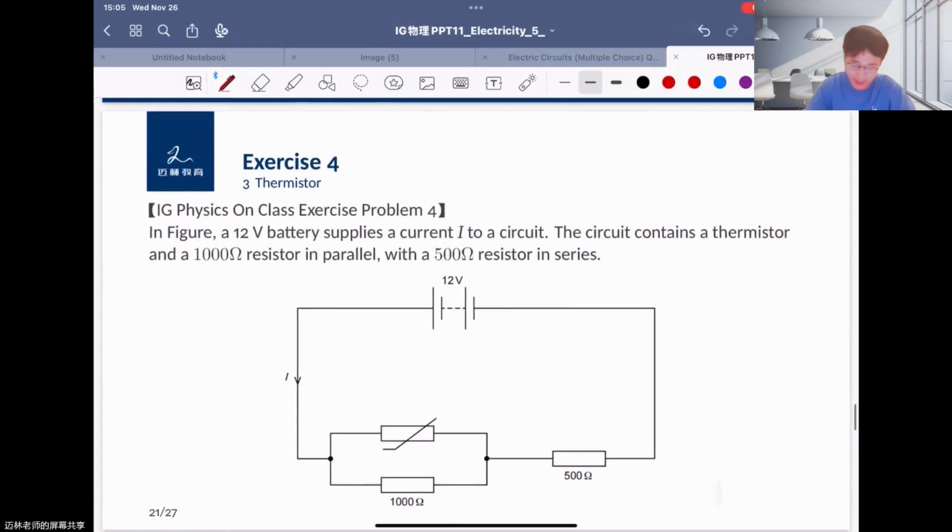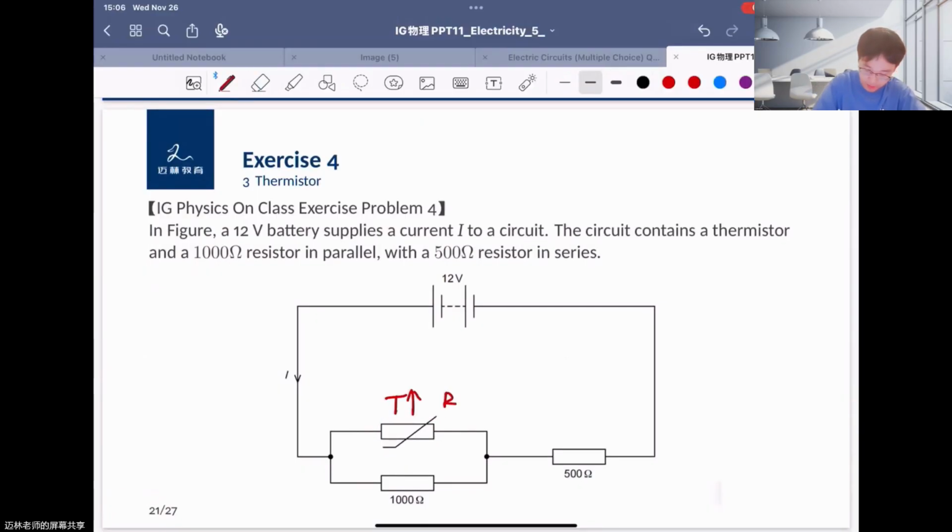For thermistors, the symbol is combined with one rectangle and two lines like this. The name thermistor comes from thermal and resistor, so it has some relationship with thermal energy or temperature. When the temperature increases, the resistance of the thermistor will decrease. When the temperature decreases, the resistance will increase. This is the thermistor.